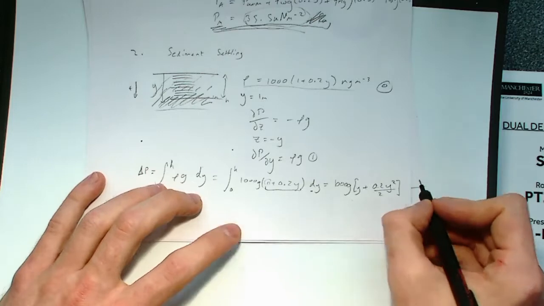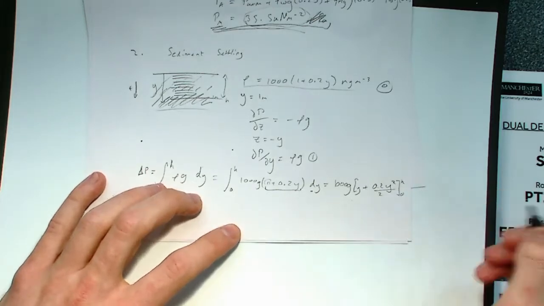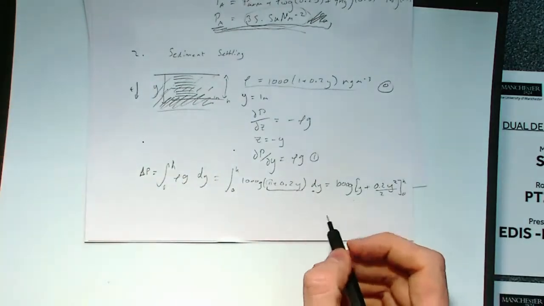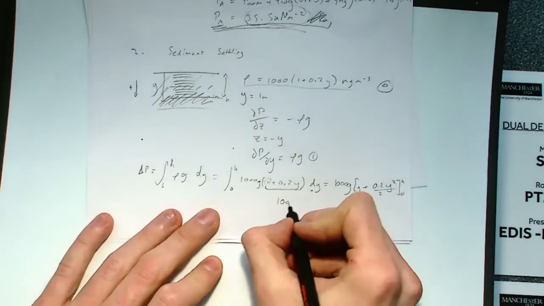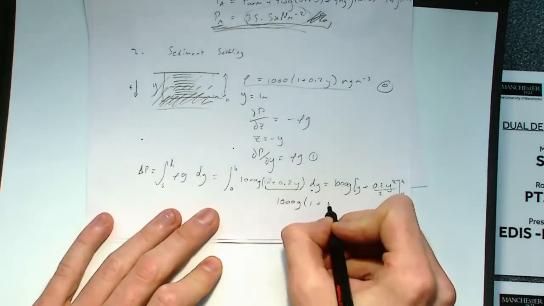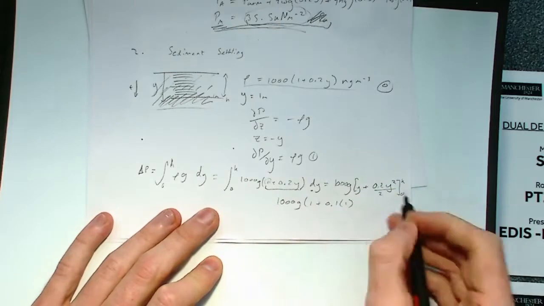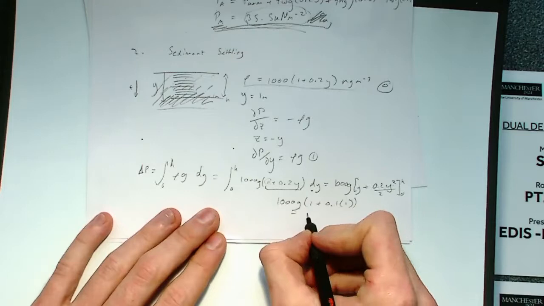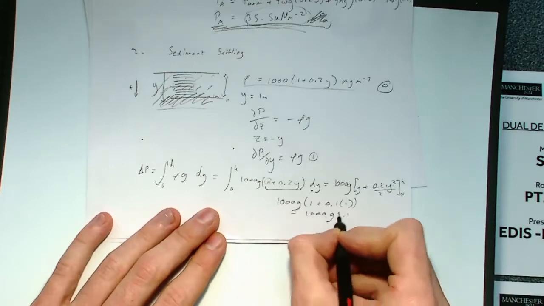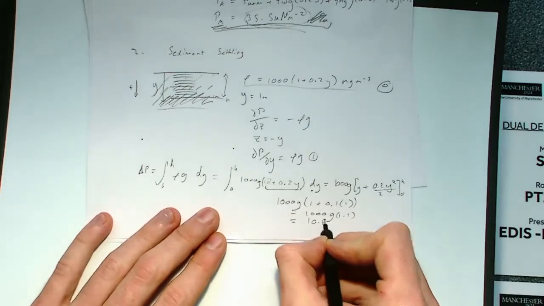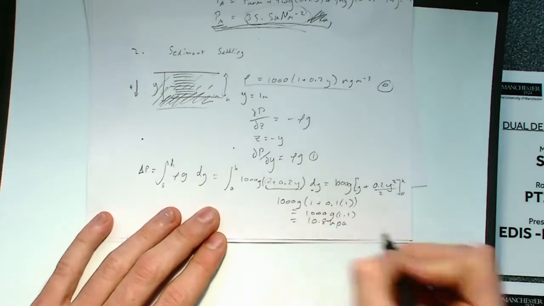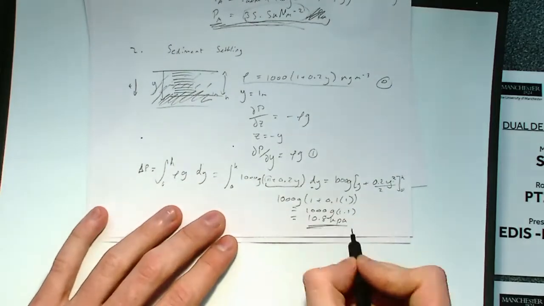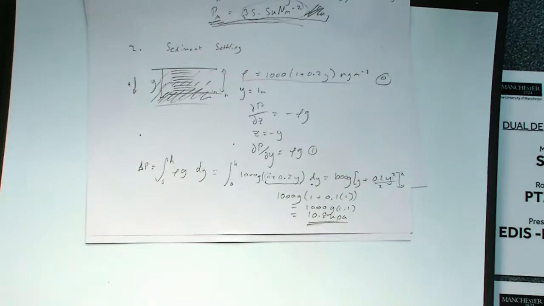Yep, cool. Right, so then we're going to go H and 0, excellent. And then we're going to fill in those values, which becomes 1000 g (1 plus 0.1 times 1), because we're going to 1 meter, so 1 squared is 1. And that gives us 1000 g times 1.1, which equals 10.8 kPa. And that is gauge pressure, because we're not including the pressure of the atmosphere coming down from the top. All we're talking about is the pressure from the sediment as we move down.